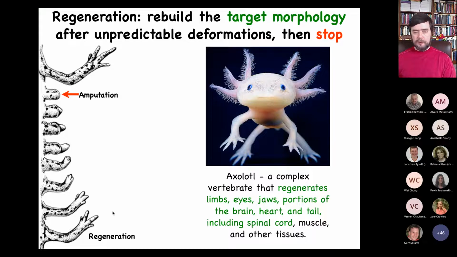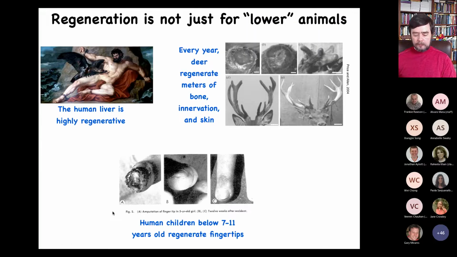Now, this is not just some weird thing that salamanders do. In fact, mammals do have some regenerative ability. The human liver is regenerative, and that's been known since the time of the ancient Greeks. I have no idea how they knew that. Deer every year regenerate large amounts of bone, vasculature, innervation, and skin, up to 1.5 centimeters of new growth per day. So remarkably rapid regeneration. And even human children can regenerate their fingertips, although with age that capacity is reduced.